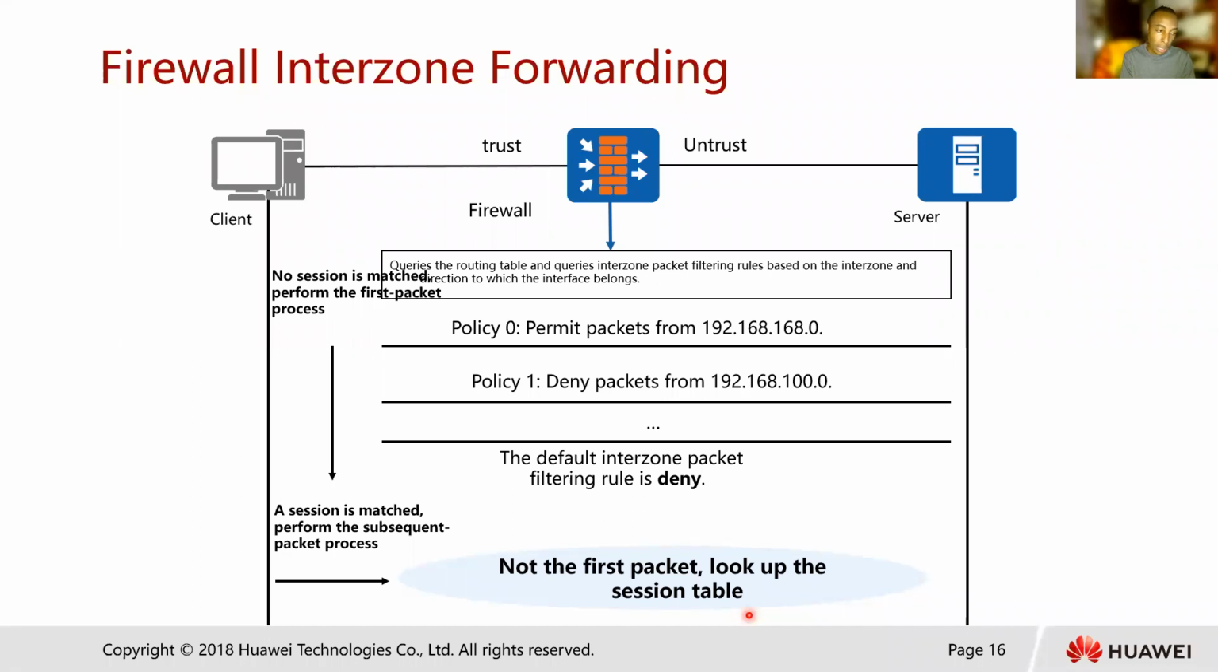So if it is the first packet, if there's no session that is matching in the session table, it will perform the first packet process. If there's a session that is matching, it will now perform what you call the subsequent packet process. And this is really dependent on the three-way handshake, as we already mentioned on TCP, and also dependent on the quintuple concept.